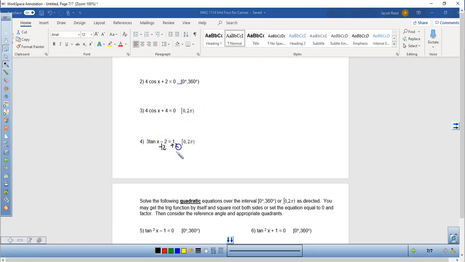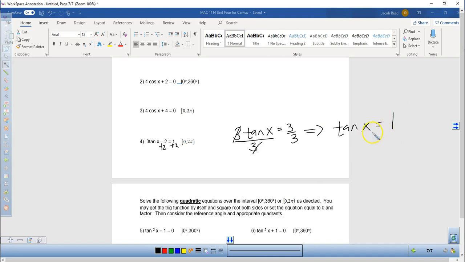So plus 2, get 3 tangent of x is equal to 3, divide by 3. So tangent of x is equal to the number 1. So I've got to start thinking now, where is tangent equal to 1? Where can tangent be positive is the first question. Tangent is positive in the first quadrant. Tangent is also positive in the third quadrant. In this case, the only way tangent can be 1 is if this is some variation of 45 degrees.